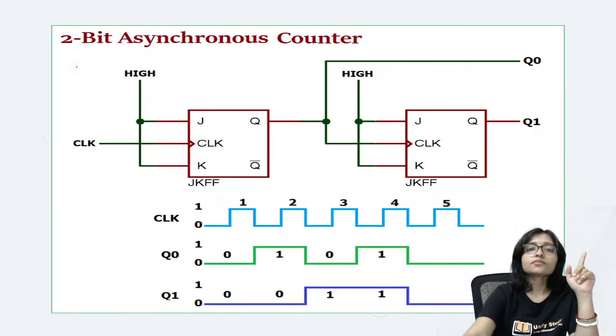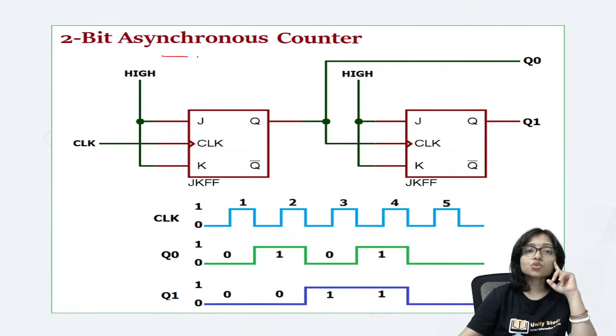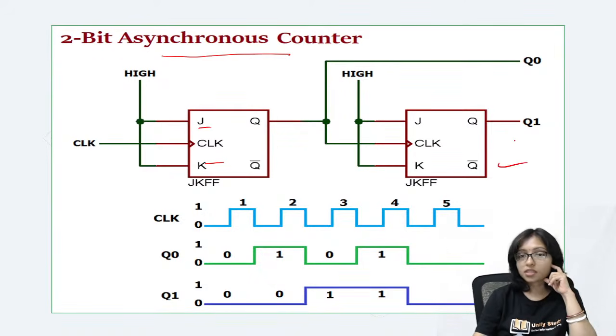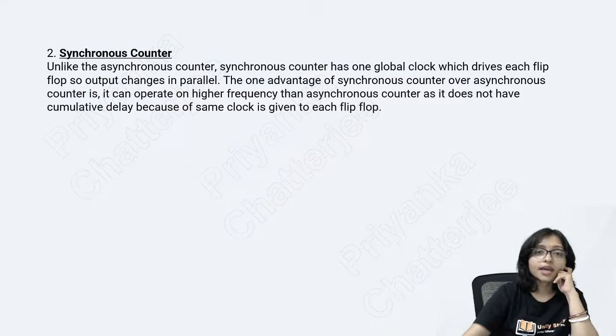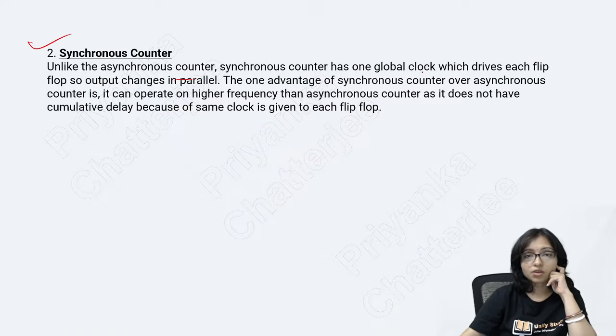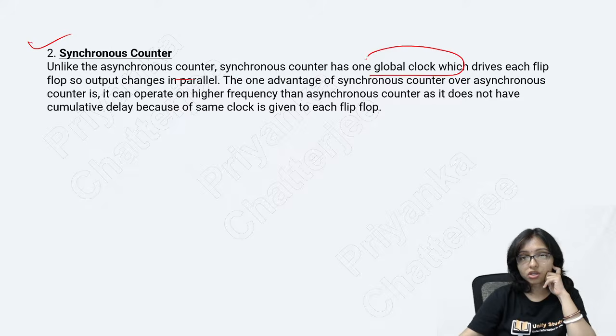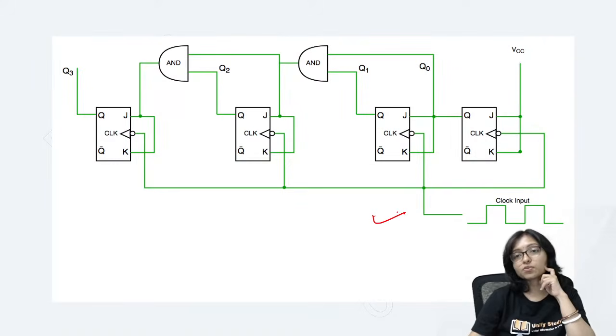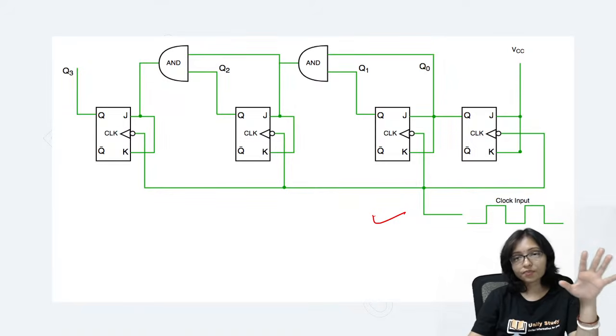Okay. You can see here this 2-bit asynchronous counter. This is an example of how we make a 2-bit asynchronous counter using JK flip-flops. Here in the synchronous counter, they are using the global clock. That is the difference in the synchronous one. Here you can see an example of a synchronous counter using JK flip-flops. Using JK flip-flops only, you have to do it.